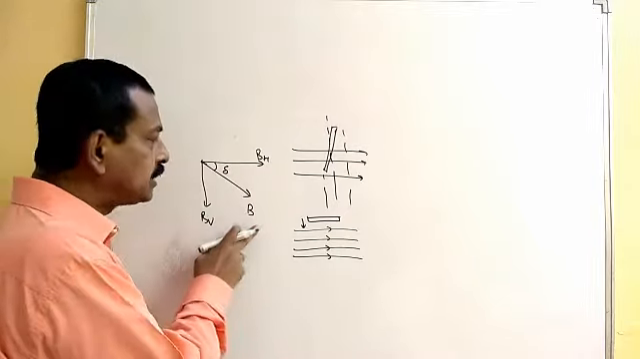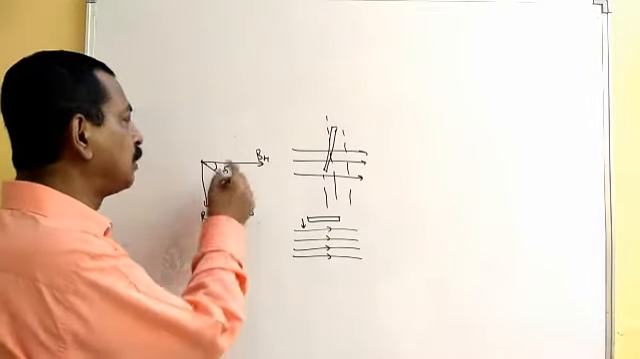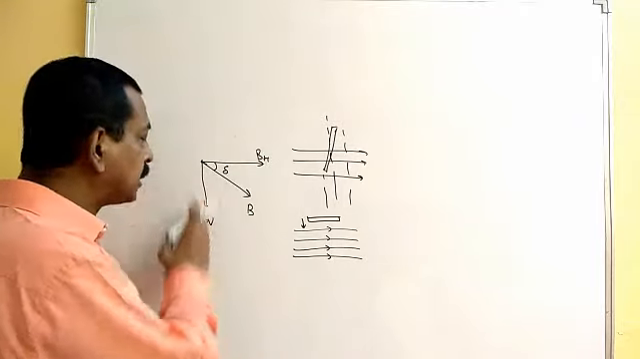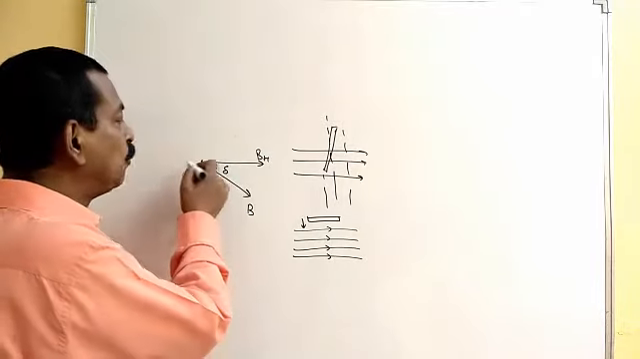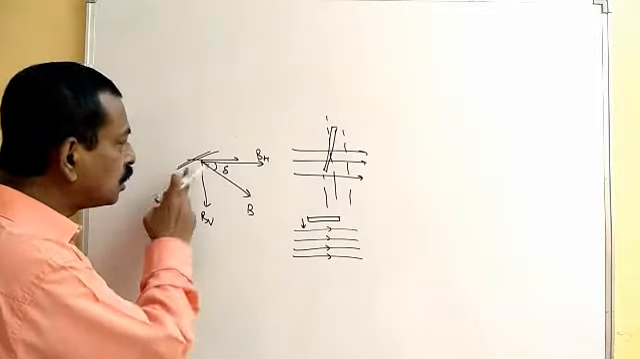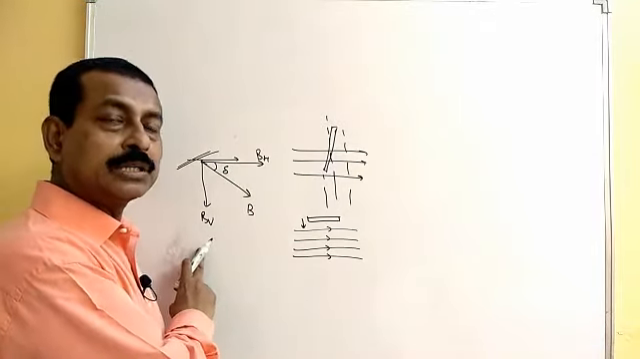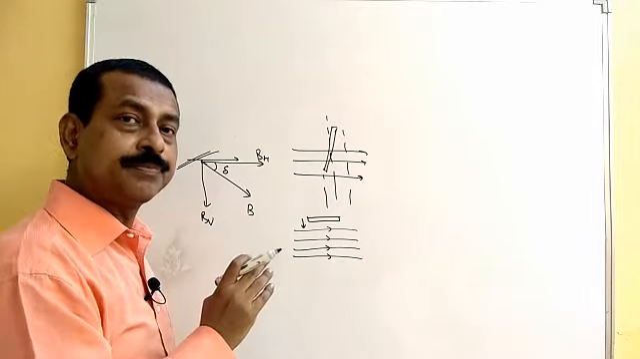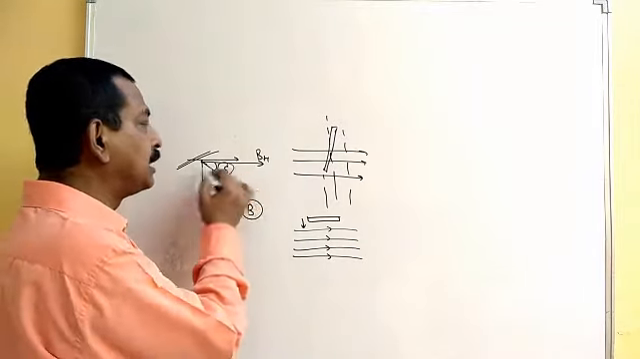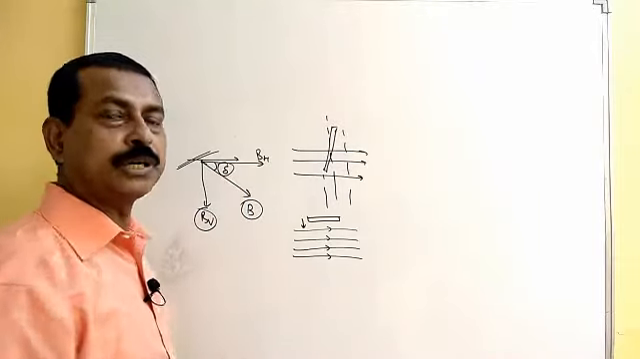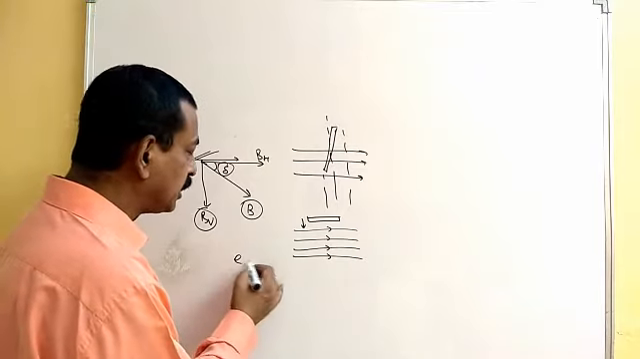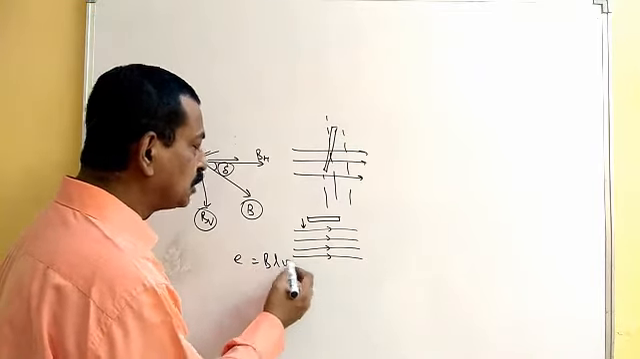So if B is the magnetic field at a particular place, the angle of dip is delta, the horizontal component is BH, and the vertical component is BV. When the rod is moving horizontally, it is going to cut the vertical component of the Earth's magnetic field lines. So with the given value of B and delta, you find the vertical component, and you get the expression for the EMF developed using BLV.